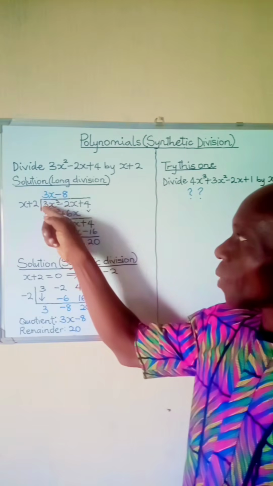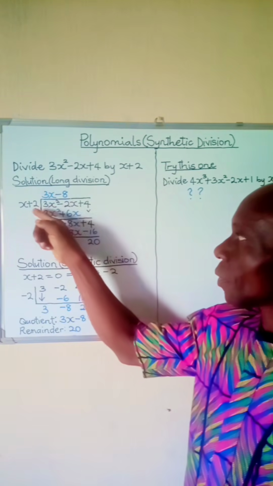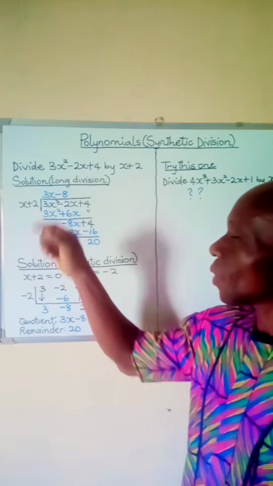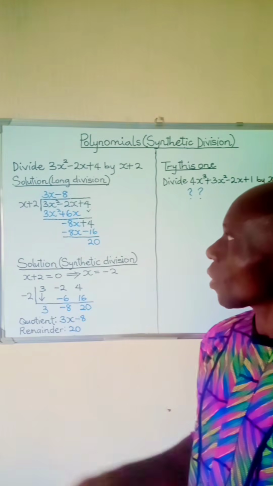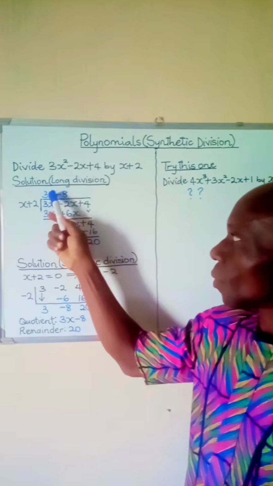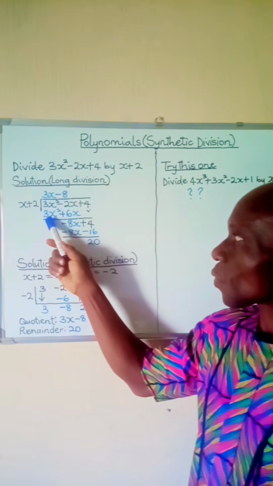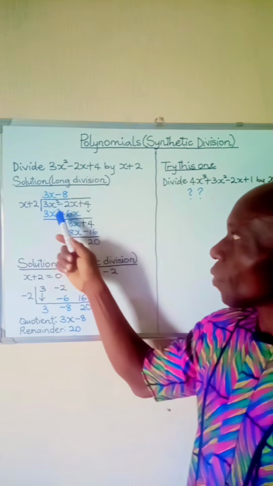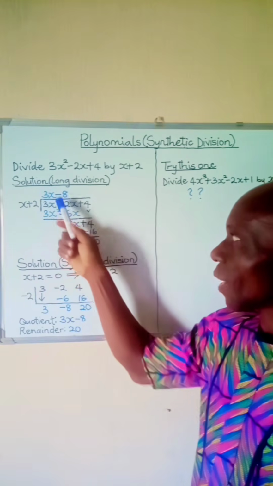The first and leading term of the dividend here is 3x squared. The leading term of the divisor is x. So 3x squared divided by x will give you 3x. So the 3x, we write it up here. That 3x multiplied by x will give you 3x squared. You write it under the first one. And then 3x times 2 will give you 6x. You draw your line and subtract.